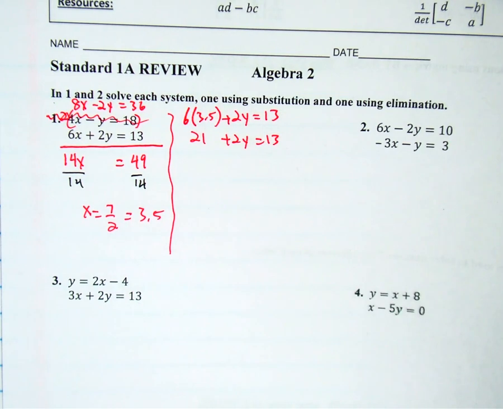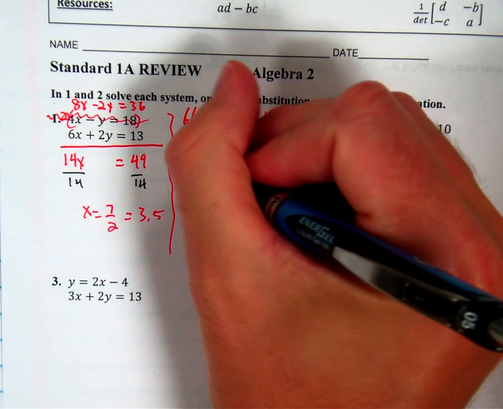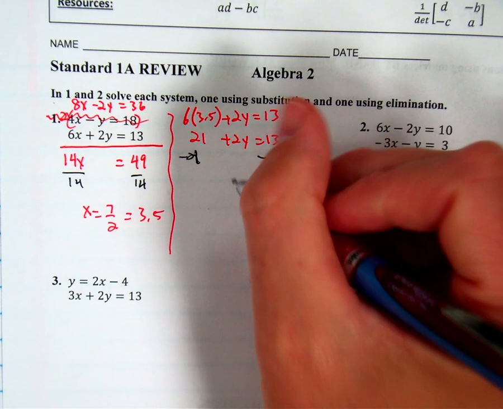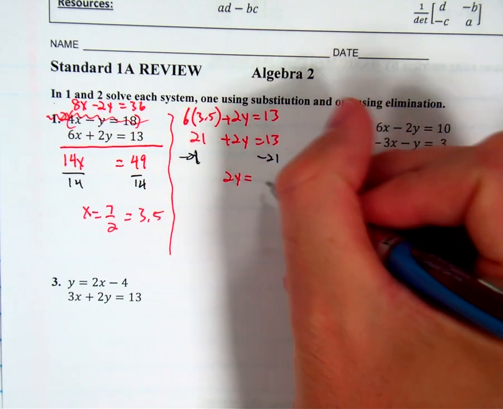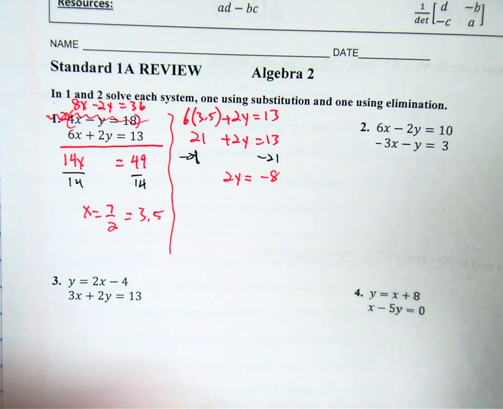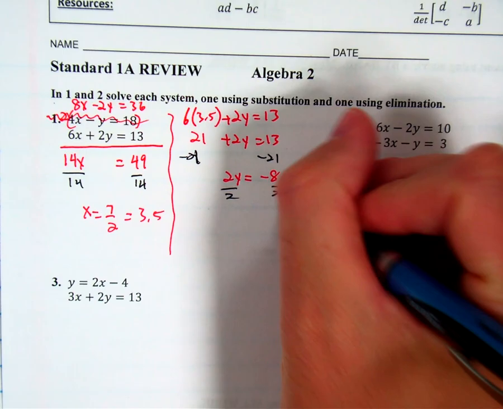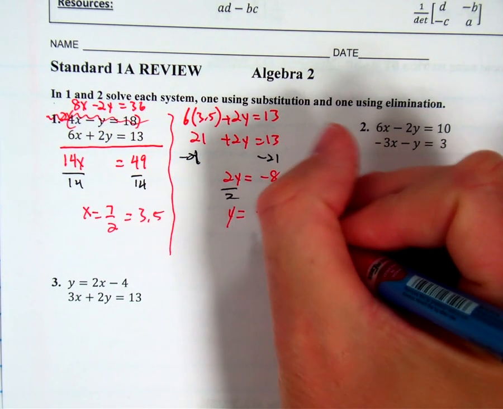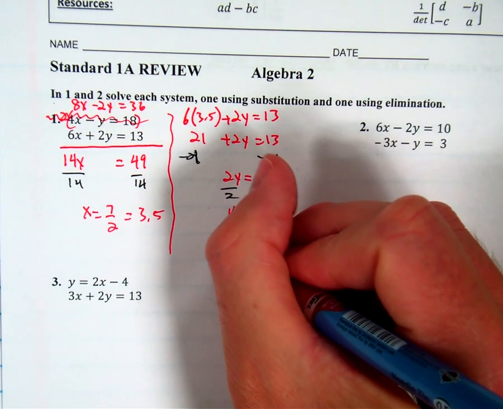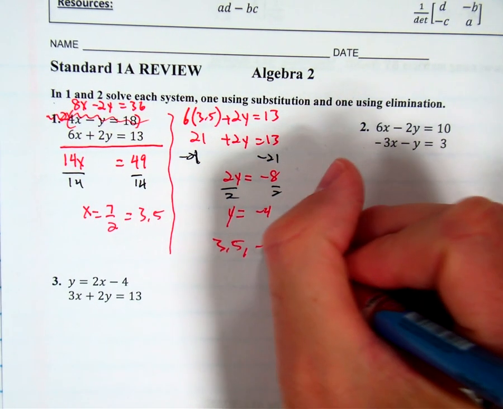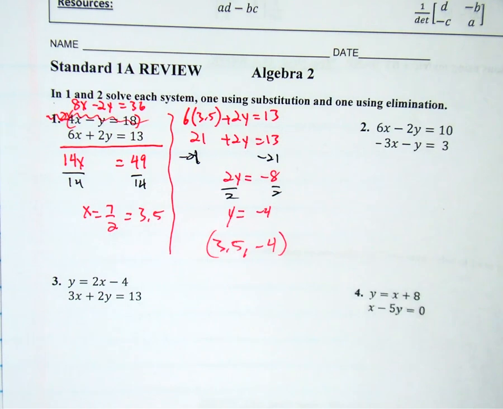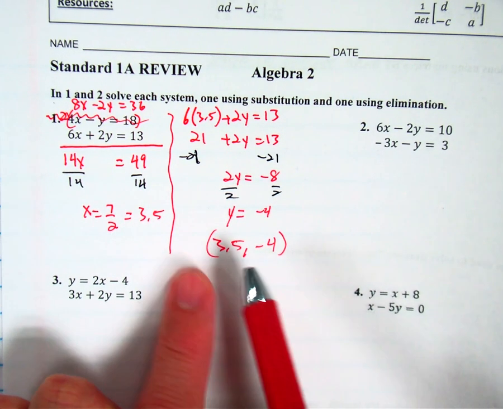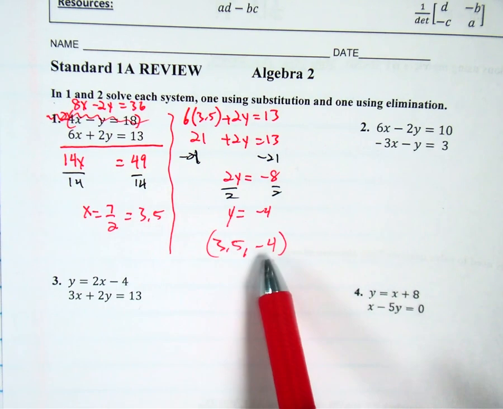When I subtract the 21 over, 2y equals -8. And we'll get y equals -4 for a final answer of 3.5, comma, -4. You can double check those by plugging them in and making sure they equal out.